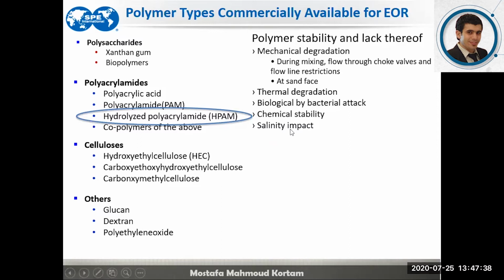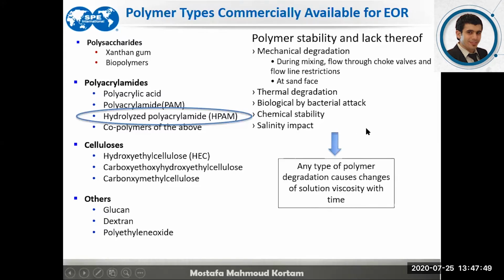The chemical stability and also the salinity play a role in affecting the efficiency and the performance of each type of those polymers. So any type of polymer that undergoes degradation causes a change in its solution, and it reduces the viscosity of the polymer. So it may convert it from a very viscous solution to a lower viscosity that is closer to water. So at the end, it doesn't help by increasing the efficiency of the water injection system.